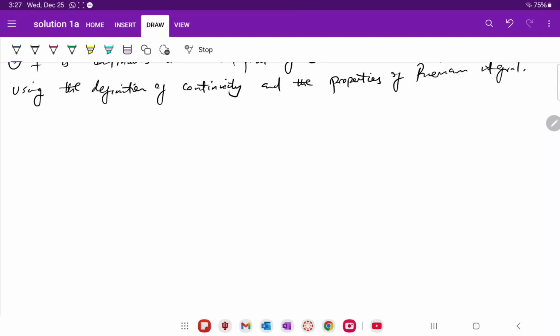So let's check the first case. Case 1, if T is in (A, B). So they have something like this. We have A, B, and then we have our T. Our function is continuous. I want to check if our f is continuous at that point.